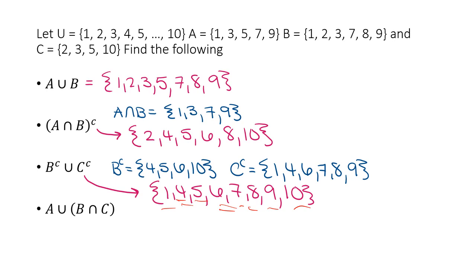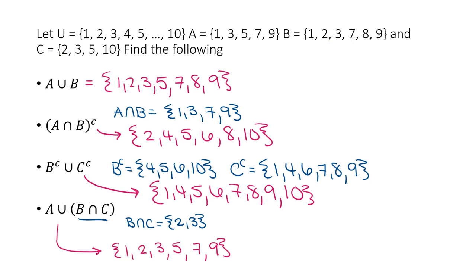Finally, in our fourth problem, we have A union B intersect C. And once again, we have to work inside the parentheses first. So I'm going to do this as a two-step problem. I'm going to start by finding B intersect C. So which elements are in both sets B and C? The only numbers that both of those sets share, it looks like, is 2 and 3. Yep, 2 and 3. So the intersection of B and C is 2, 3.